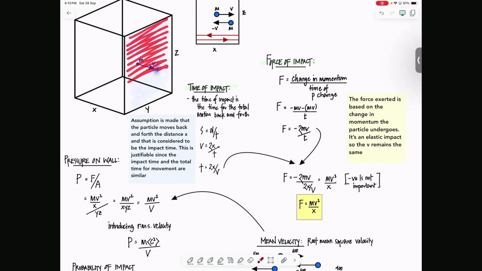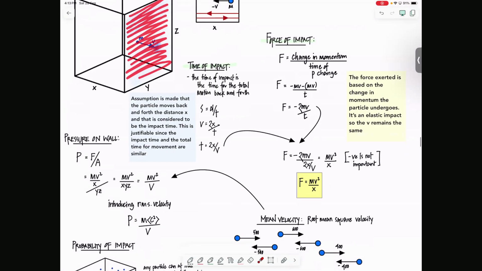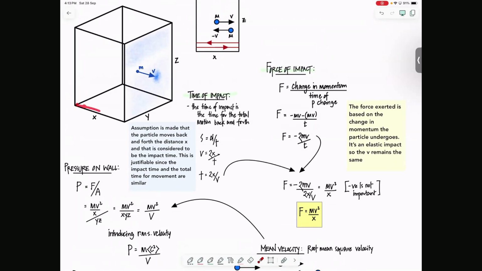So what's the area of this entire wall here? Y into Z. So pressure equals force, which is what we got there, divided by area, which is Y into Z. Since this is a denominator, and this is also a denominator, both of them will come together. So X, Y, Z. What is X into Y into Z here? Isn't that the volume of the container? So from there, we get the volume of the container.